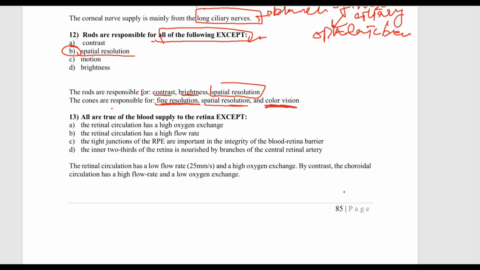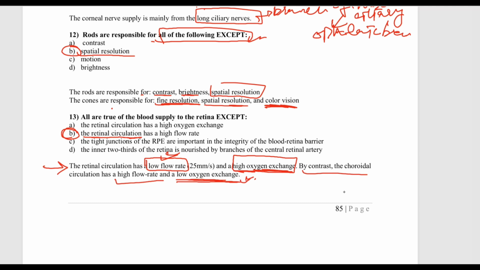So the correct option here is B. The retinal circulation has a high flow rate. This is false. The retinal circulation has a low flow rate, but a high oxygen exchange. Remember that these are two different points, as similarly we have studied in the choroidal circulation. By contrast, the choroidal circulation has a high flow rate and a low oxygen exchange. Remember that.